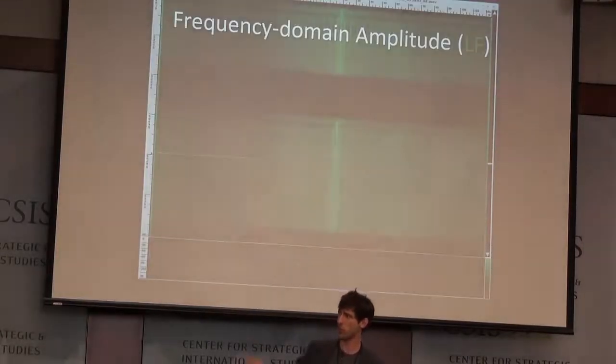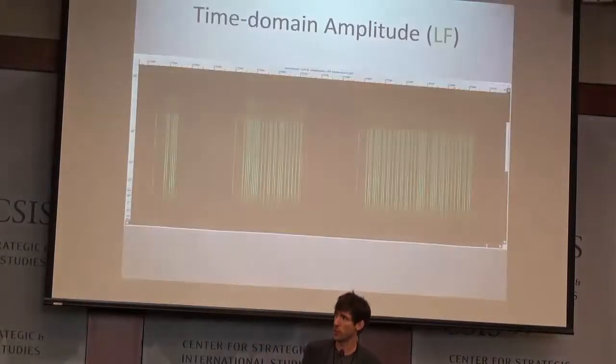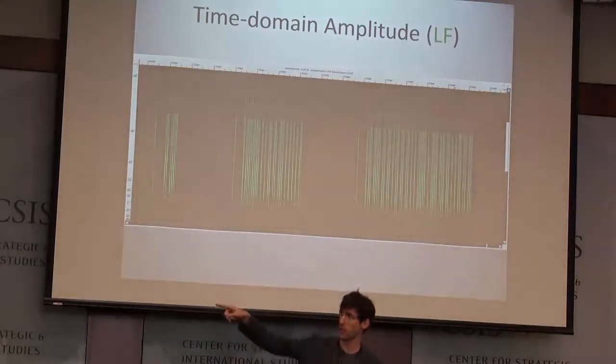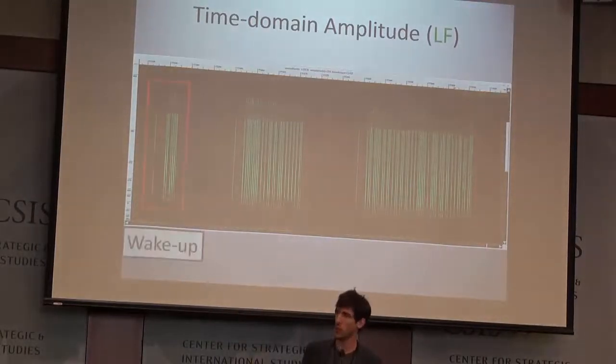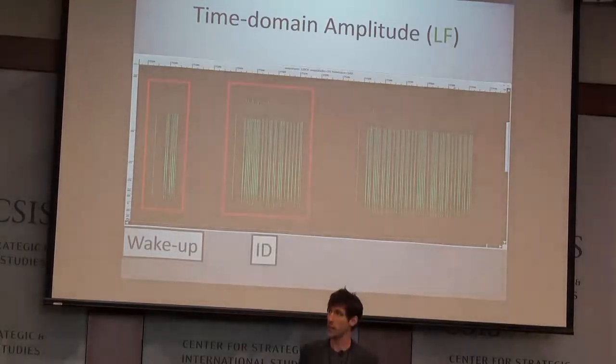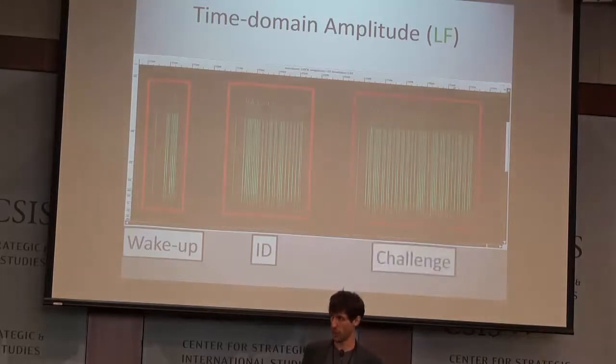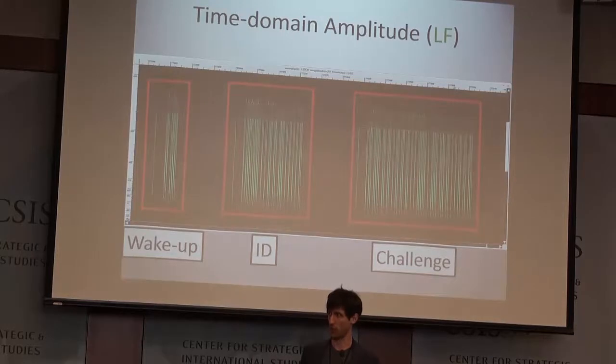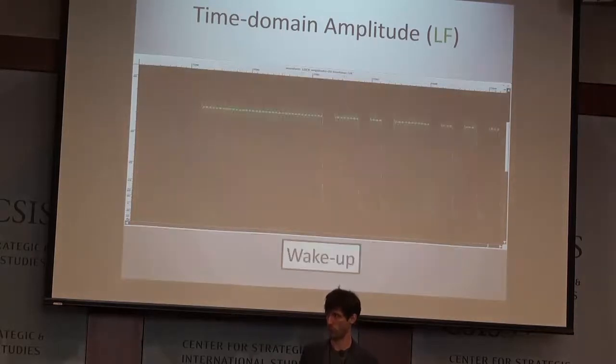Here, if you look, you can see the frequency domain of the LF. It's more interesting in the time domain. This is actually a complete transaction. First you have the Wakeup, which is what the remote is initially waiting for. Then the ID is sent by the car once the remote has identified itself. And then there's some sort of cryptographic challenge that the car sends out once it sees the remote.